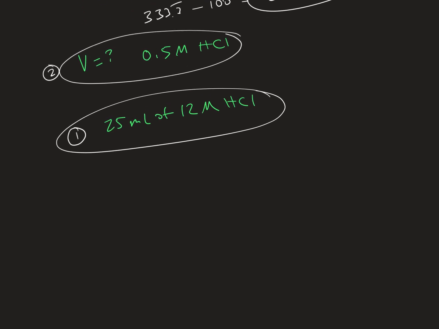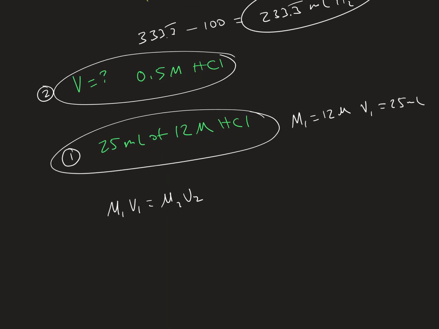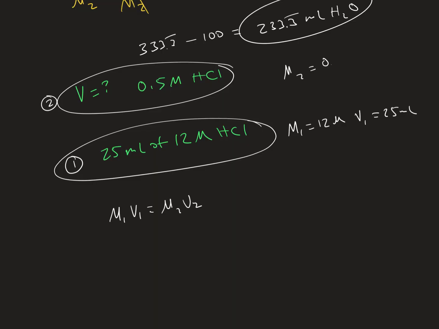Okay? So M1V1 equals M2V2. And that means M1 is equal to 12 molar. V1 is equal to 25 milliliters. M2 is equal to 0.5 molar. Are you following me? And V2 is what we're looking for. Right? We're not looking for how much water we add. We're looking for how much of this new concentration we will have if we add water to this.